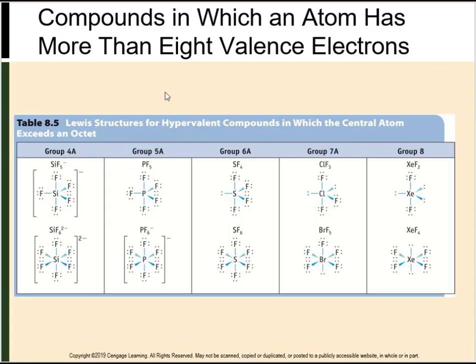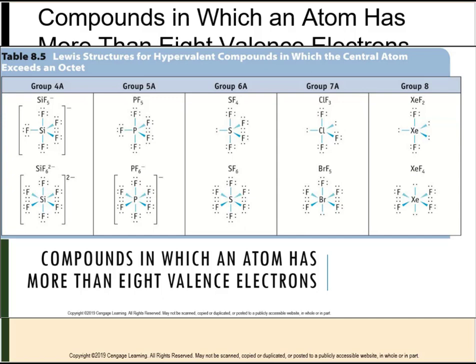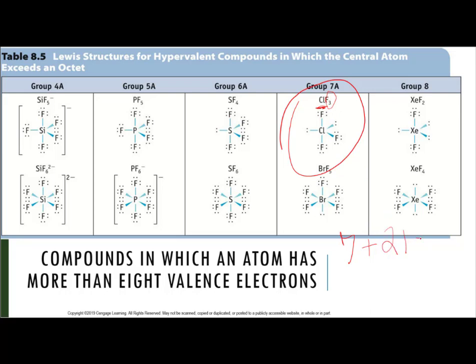So here are some examples of those hypervalent compounds where the central atom exceeds an octet. Now you still go about building these the same way. Let's say for example we wanted to make ClF3. Chlorine has 7 valence electrons, and fluorine has 7 valence electrons, and there's 3 of them. 7 times 3 is 21. So we need to account for 28 valence electrons when building this.